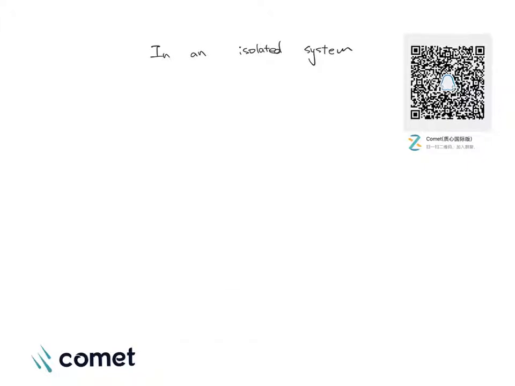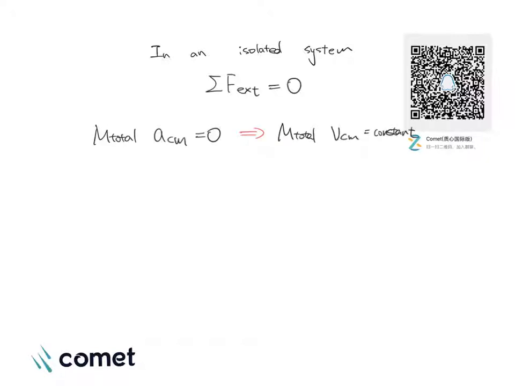Let's sum up. In an isolated system, which means that there's no external force acting on the system, that is, m total times acm is equal to 0. Thus, we can have m total times vcm is constant value. If m total times vcm equals to 0, then we can have m total times xcm is a constant value.